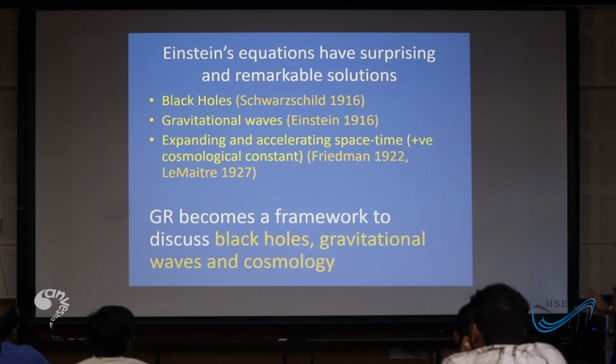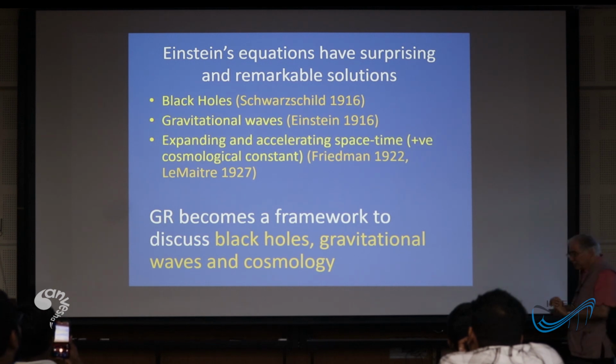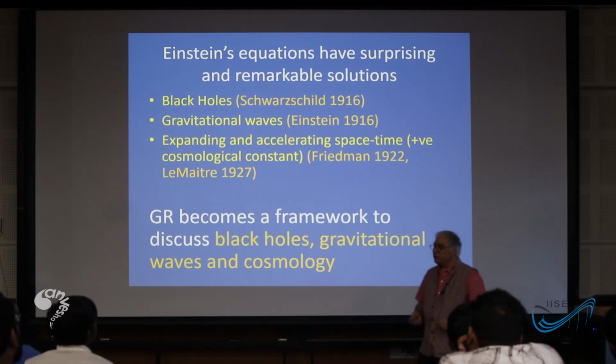Now, what are the consequences of Einstein's equation? Back to Einstein's equation, there are some very important consequences. One is that Einstein's equations predict black holes. I'll tell you what they are. They predict gravitational waves, and they predict the expansion and acceleration of space-time. So these are three solutions of Einstein's equations, and believe me, none of them Einstein really believed in.